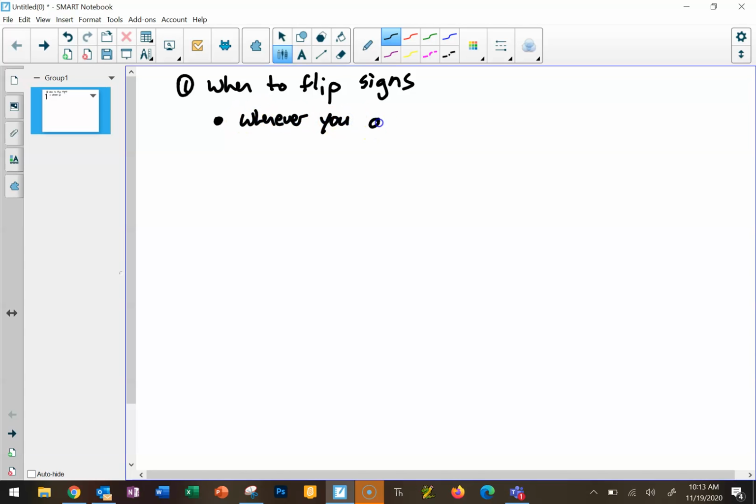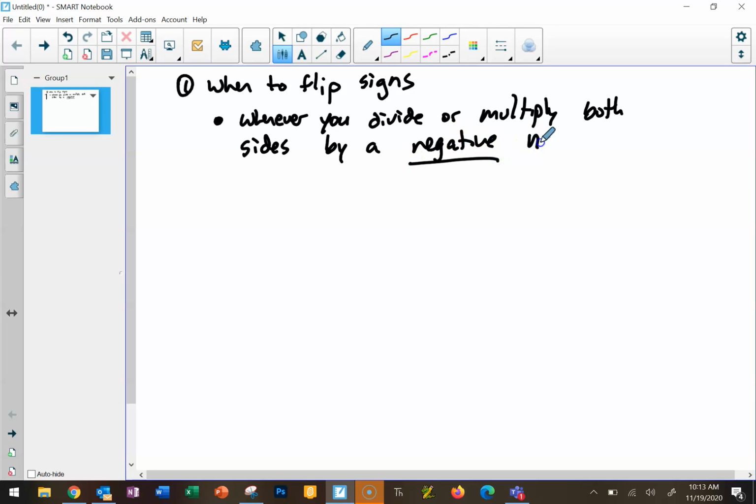you divide or multiply both sides by a negative number. So here's some examples that would pertain to that. Let's say that we've got something like negative 5x is greater than or equal to 10.